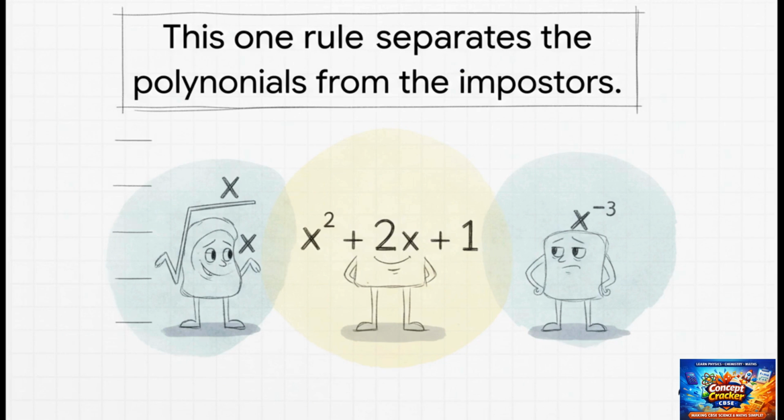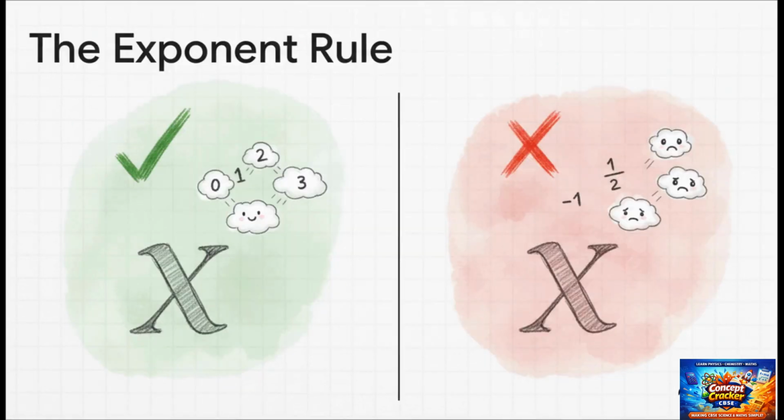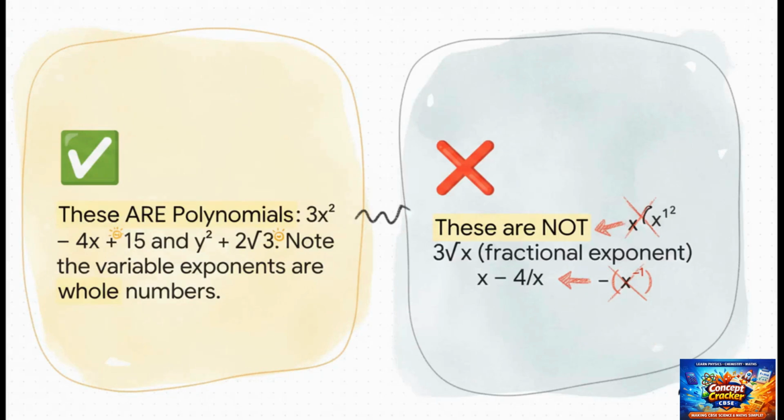Seriously, if you remember just one thing from this part, make it this. It all comes down to the exponents, the little numbers up top. For an expression to be a polynomial, the exponents on the variables have to be non-negative integers. What does that mean? Simple. No fractions, no decimals, and definitely no negative numbers up there in the power. It's got to be clean, whole numbers like 0, 1, 2, 3, and so on. That's it. Let's look at some examples to make this crystal clear.